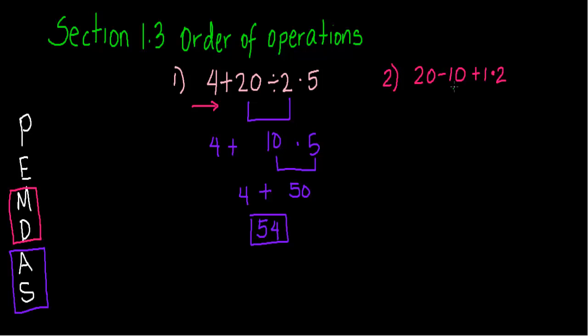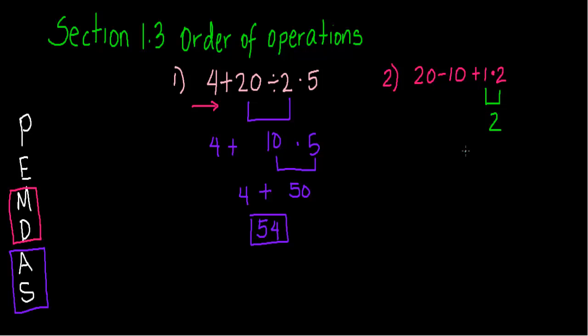Example 2, again I have 3 operations. I have a minus, a plus, and a multiplication. Let's go to the order of operations. P, parentheses, no parentheses, no exponents. The next one is multiply or divide. There's a multiplication, so I have to multiply first.